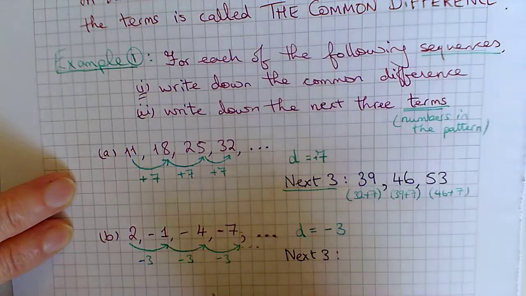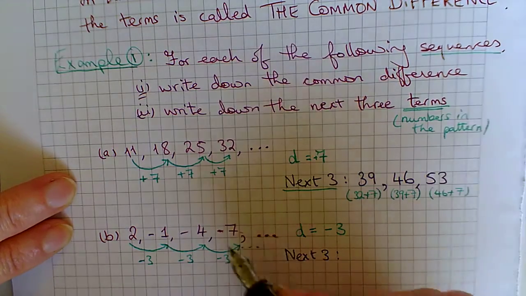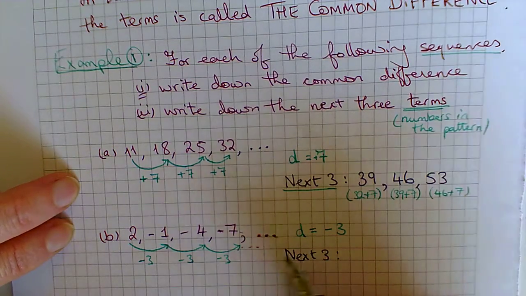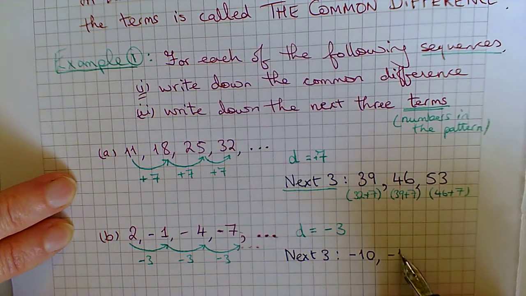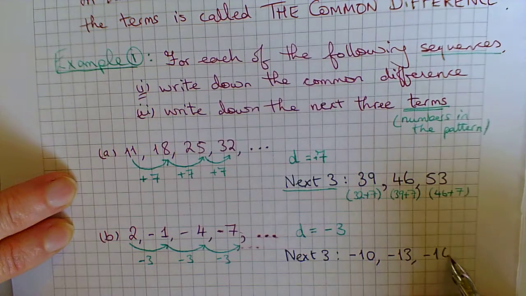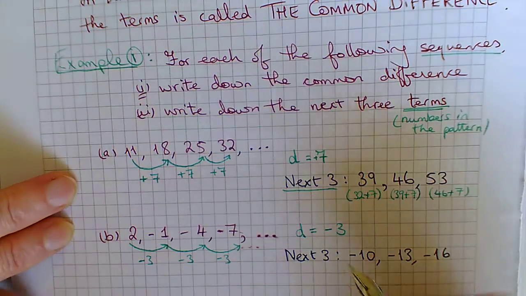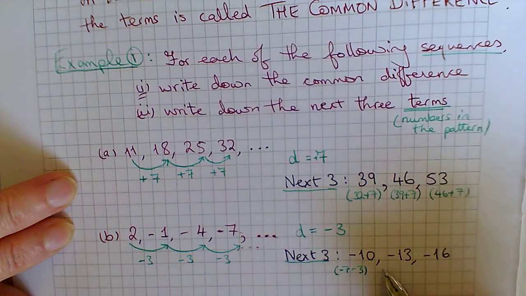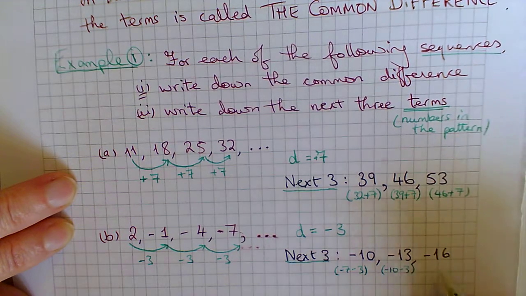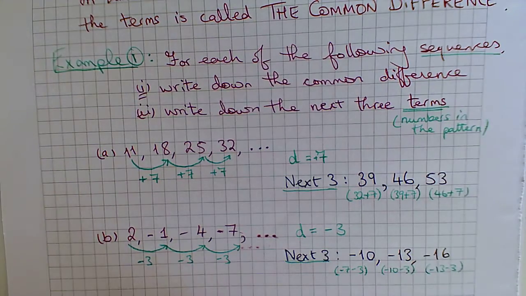And the next three, well, -7 take 3, be careful there, and use your calculator to help you if you need to. I go to -10, -13, and -16. So again, what's happening there is this was -7 take 3, this was -10 take 3, and this was -13 take 3.